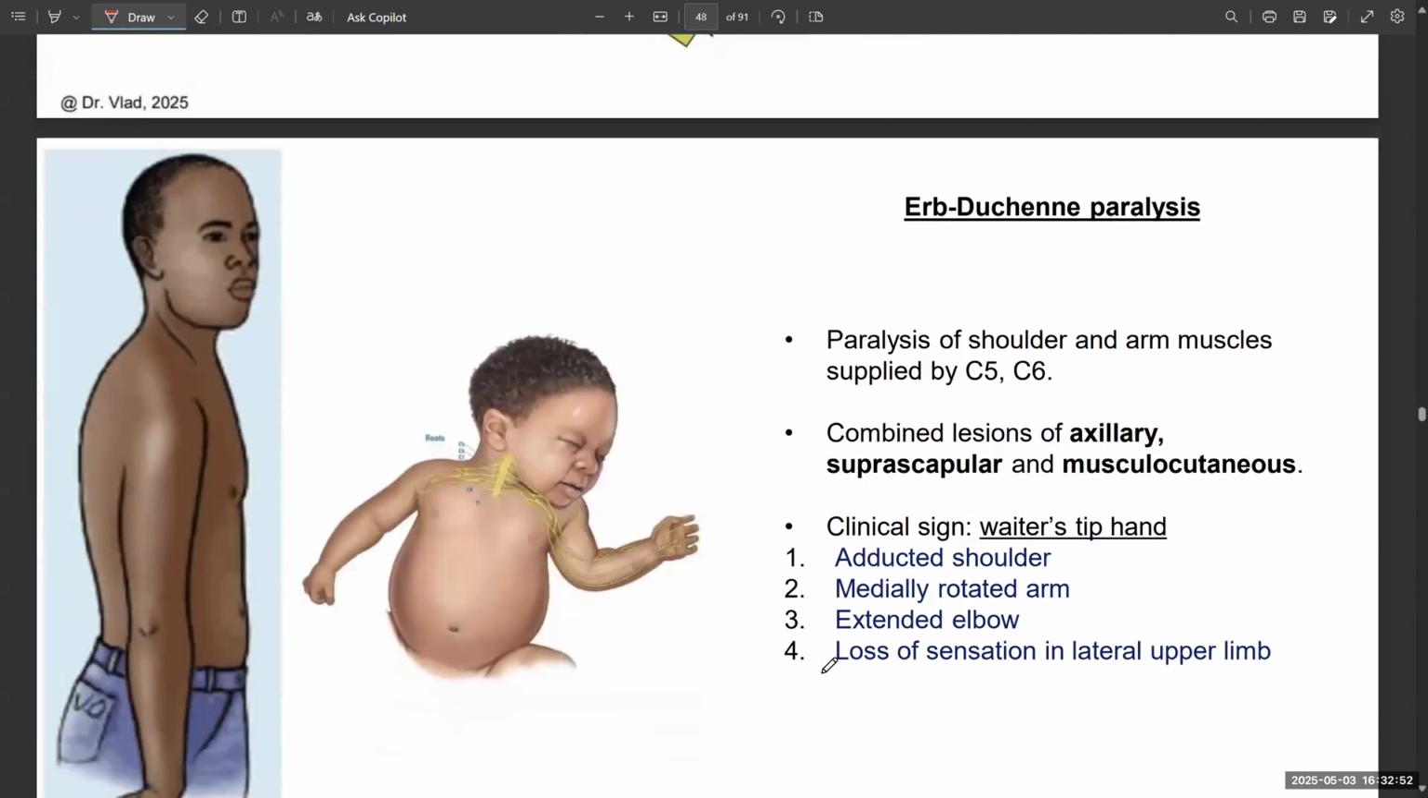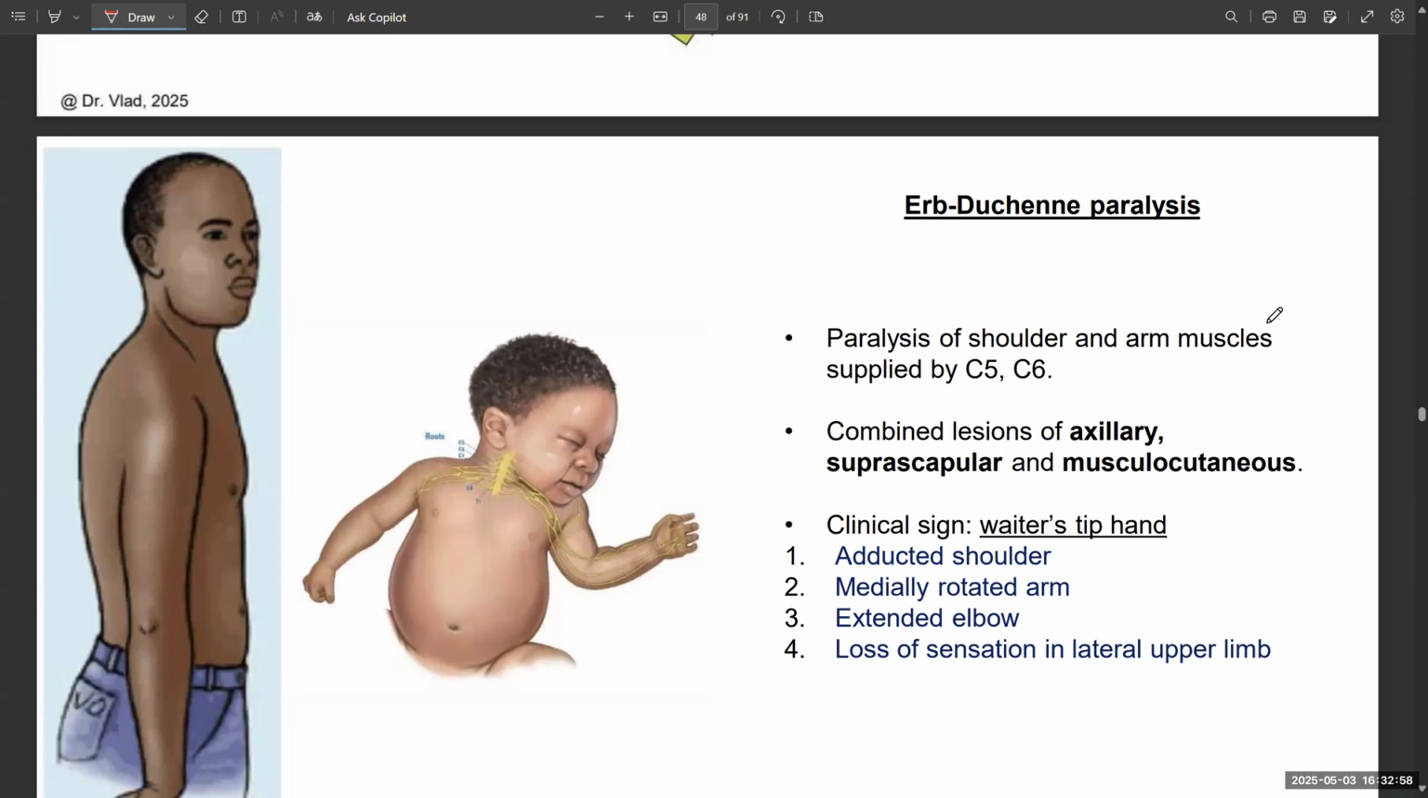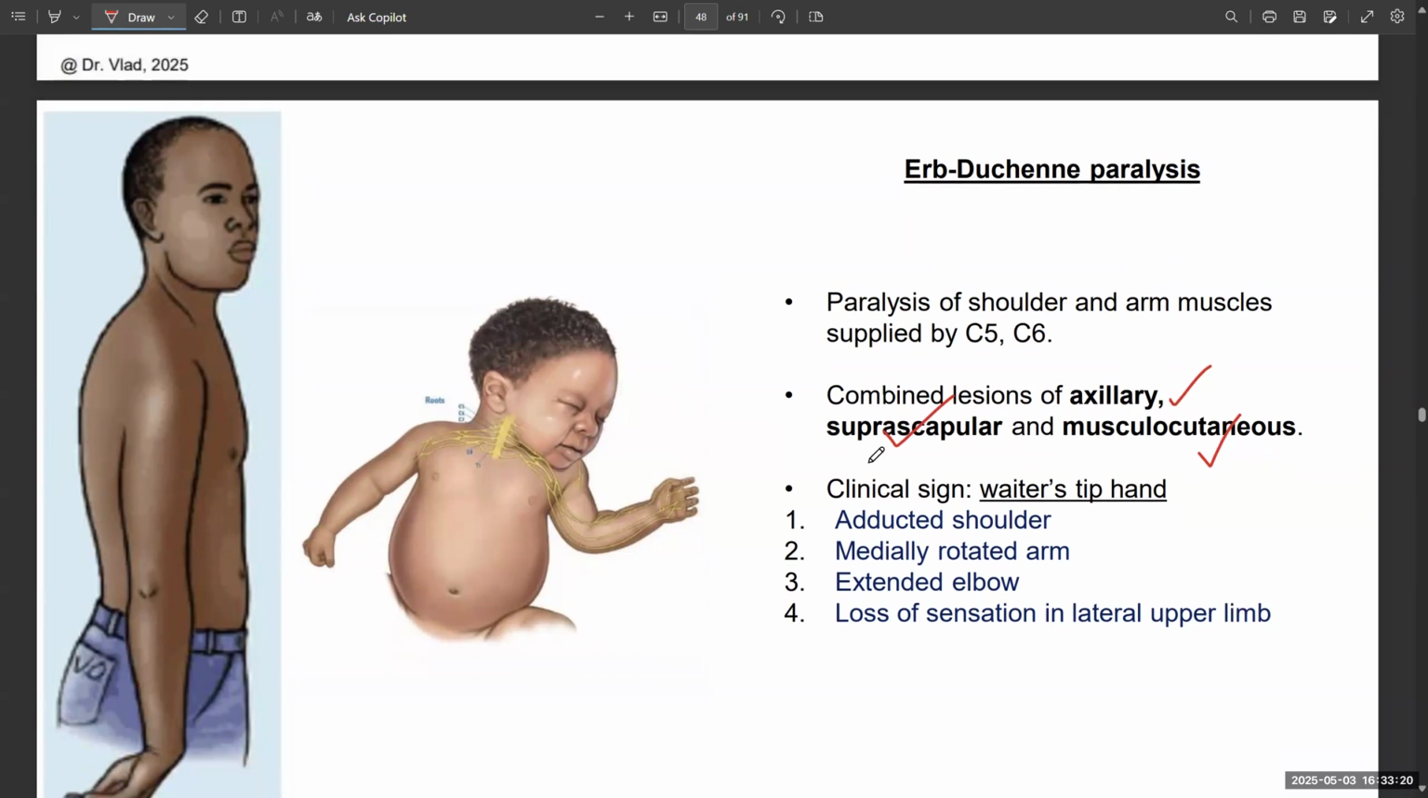So moving on, Erb's palsy is basically short for Erb-Duchenne paralysis. And this is a paralysis of the shoulder and arm muscles supplied by C5 and C6. Now, what was supplied by C5 and C6? We had the axillary nerve, we had the suprascapular nerve, and we had the musculocutaneous nerve. So whatever muscles are innervated by these nerves are going to get paralyzed. Okay. And the clinical sign is the waiter's tip hand.